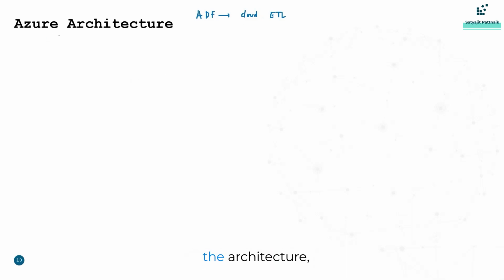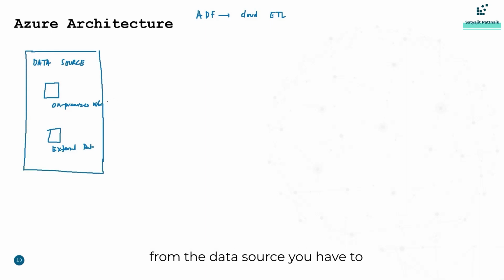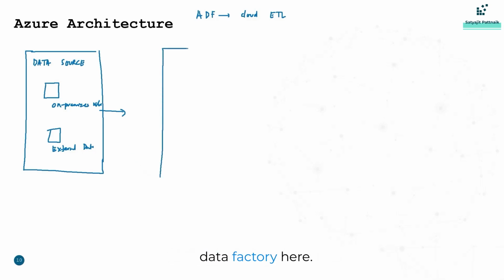When I talk about the architecture, the very first thing we should start doing is mentioning the data source. Your data sources could be different. It could be from your existing on premises network or it could be external data. So, this is basically your data source. From the data source, you have to extract and then load it into the database or data warehouse. That is the simplest explanation, right? So I'll try to draw the Azure Data Factory here.